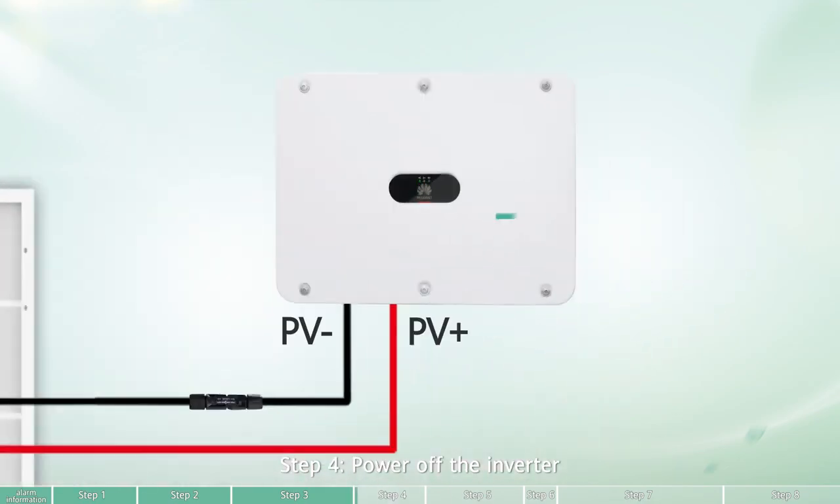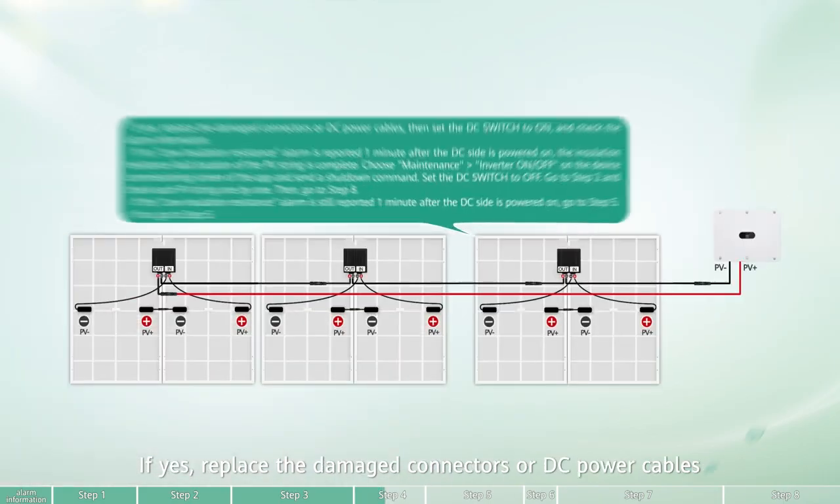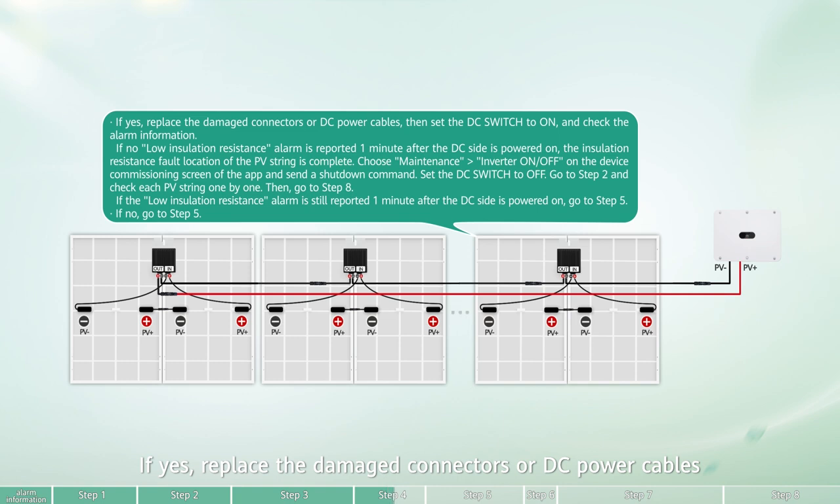Step 4. Power off the inverter. Check whether the connectors or DC power cables are damaged. If yes, replace the damaged connectors or DC power cables. Power on the inverter and check the alarm information. If no, go to Step 5.